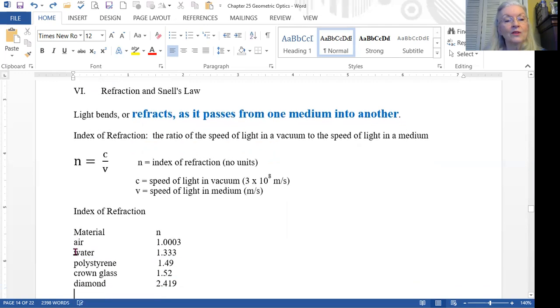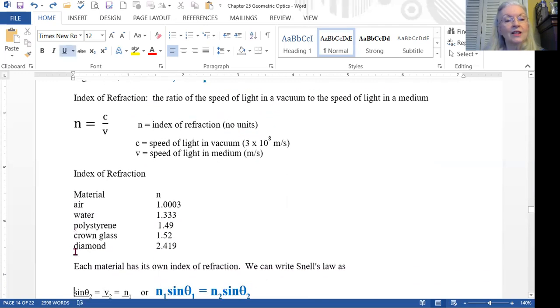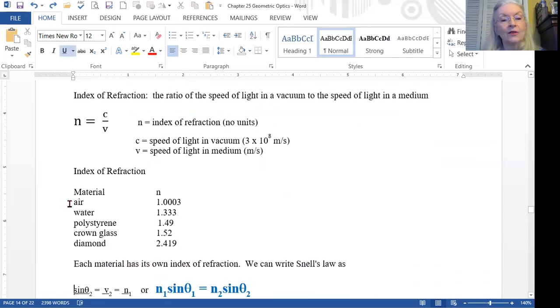Some examples of indices of refraction. In air, the index of refraction is 1.0003. In water, it's 1.3333. In certain kinds of plastics, it's in the neighborhood of 1.5. In certain kinds of glass, it's in the neighborhood of 1.5. In a diamond, it's over 2. So you can see there's quite a range of values. Every transparent material has its own index of refraction.